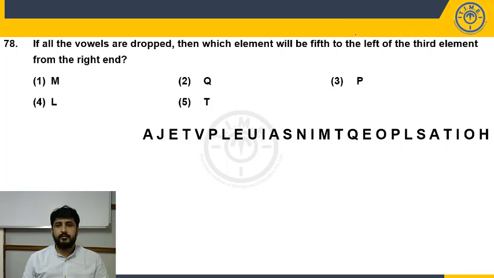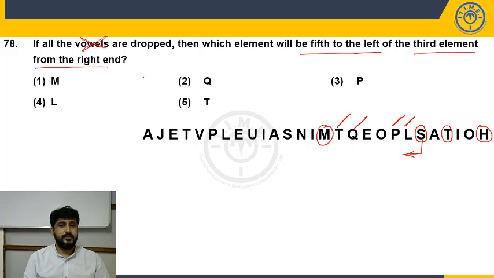If all the vowels are dropped, then which element will be fifth to the left of the third element from the right hand? So we should start counting from the right hand. And which element? Third element. And vowels are dropped, so only consider the consonants. Don't write the new sequence. Only consider the consonants. First consonant from the right hand, second consonant, third consonant. With respect to this, fifth to the left, and we should concentrate only on consonants because vowels are dropped. So first consonant, second, third, fourth, fifth consonant on the left side. So M, choice 1 is my answer. How simple these are.